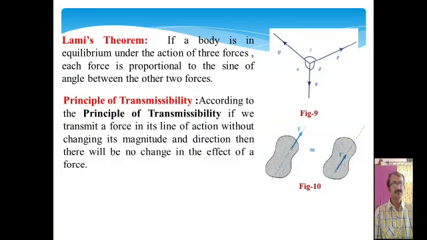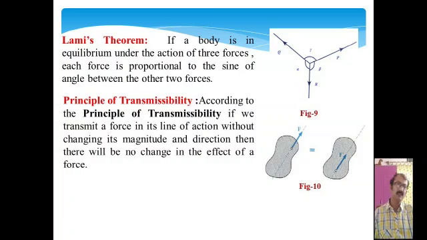So you can write that P by sine alpha equals Q by sine beta equals R by sine gamma. Now, the principle of transmissibility. According to the principle of transmissibility, if we transmit a force along its line of action without changing its magnitude and direction, then there will be no change in the effect of the force.